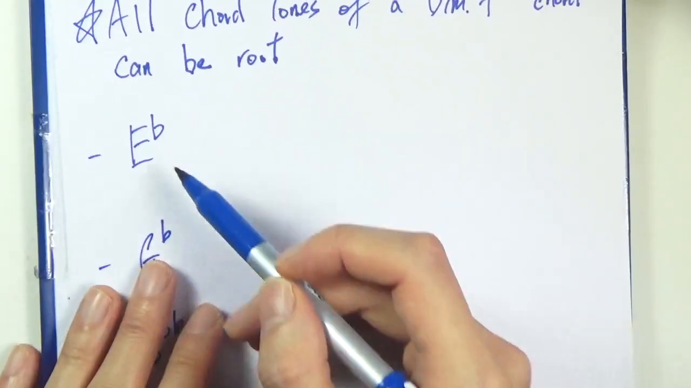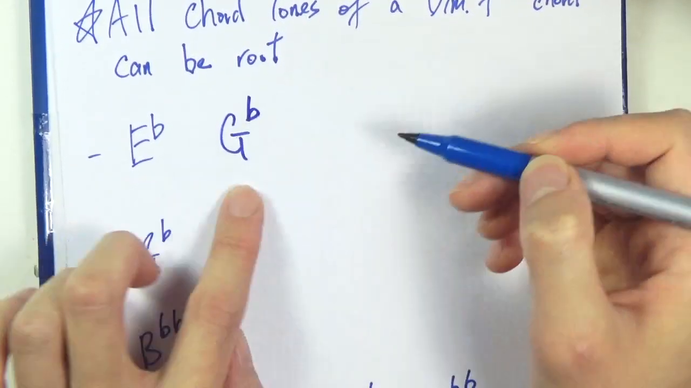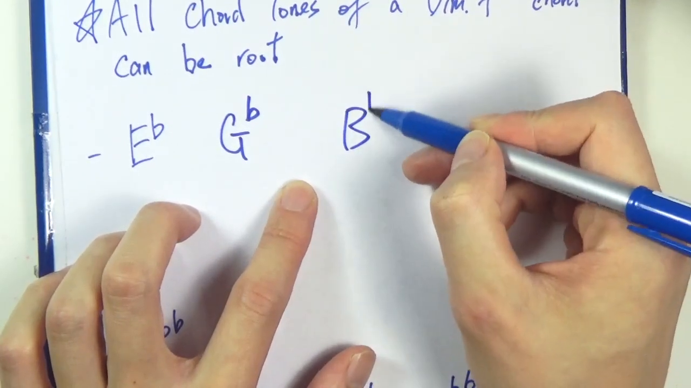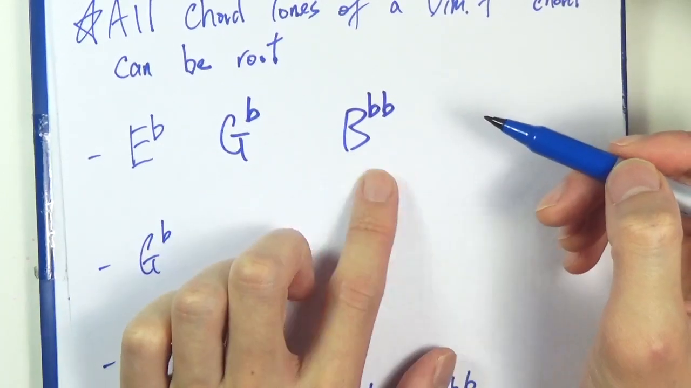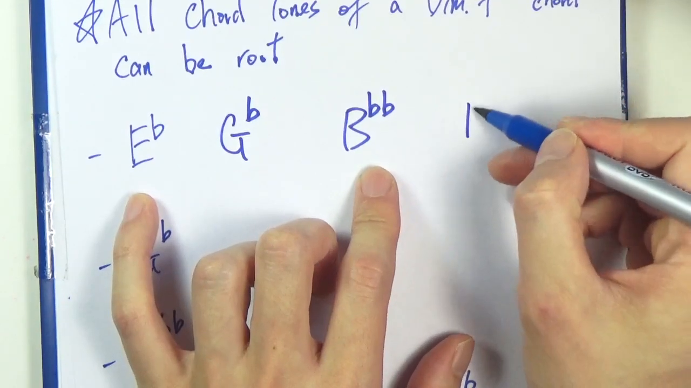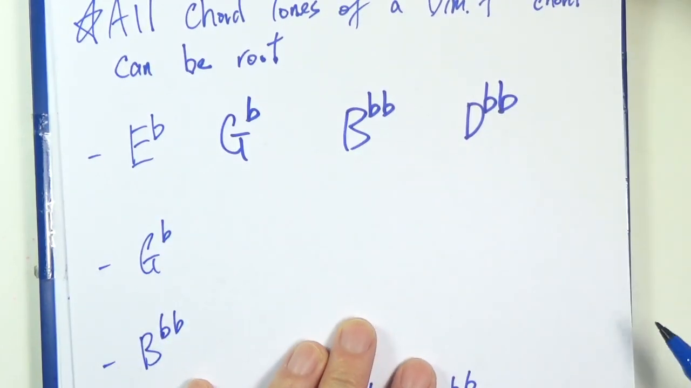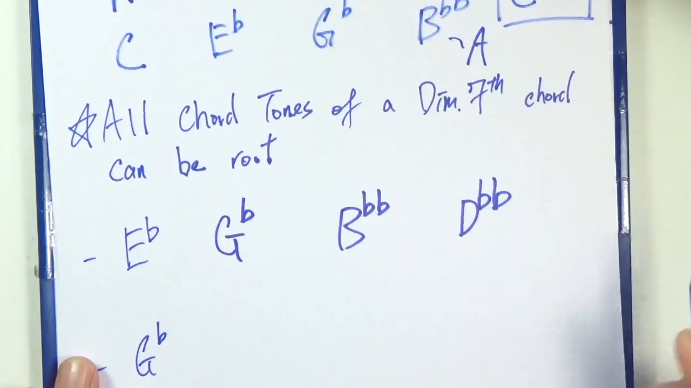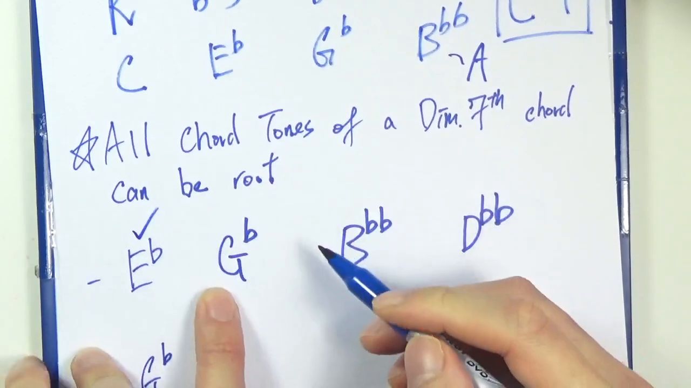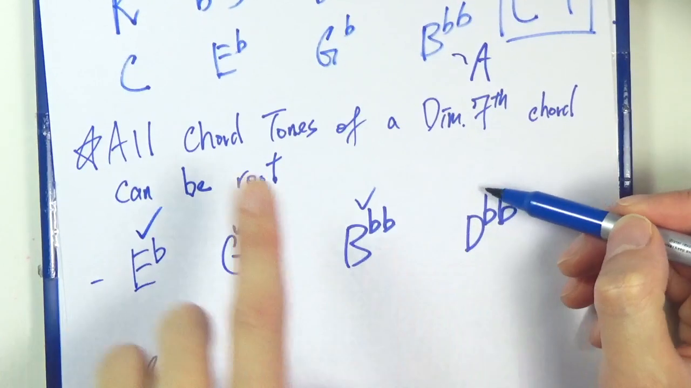Okay, so let's start with E flat. So we need a flat 3, so G flat, and we need a B double flat as our flat 5, since we're starting out with an E flat, and then a double flat 7, so a D flat would have been a minor 7th, so D double flat. But you compare the chord tones: E flat, we have E flat, so check, G flat, check, B double flat, check, D double flat is really just C, right, check.